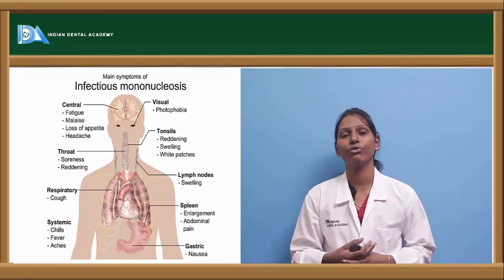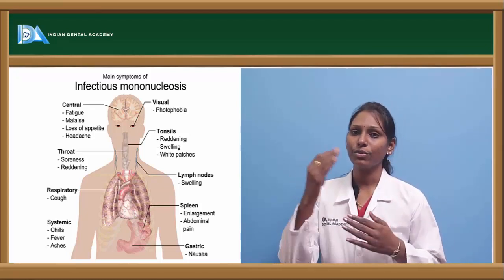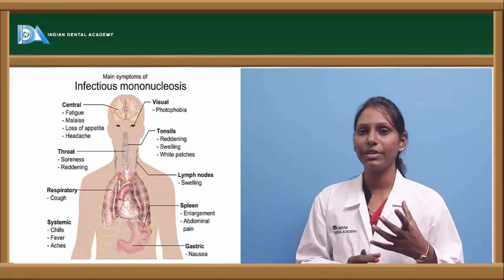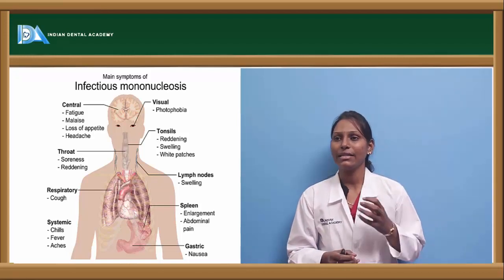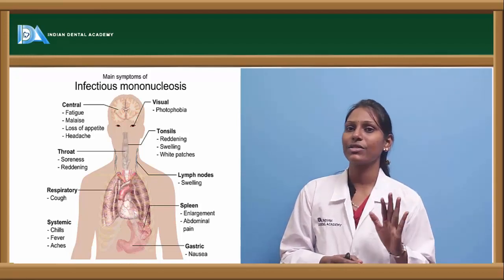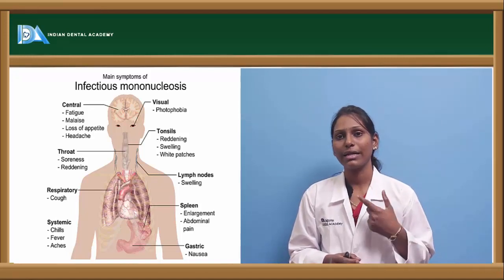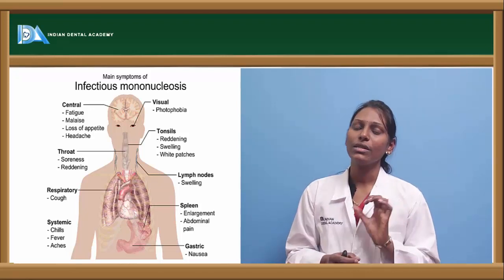Patients usually have photophobia, that is they cannot see sunlight directly. They try to be in a darker place or use sunglasses, etc. However, they are not very comfortable seeing in bright light. Next, tonsils are usually reddened. There will be swelling and white patches, that is pseudomembranous patches, seen over the tonsils. That is nothing but the exudate material and the debris which is usually present on the tonsils.